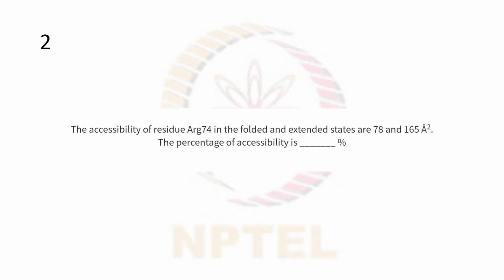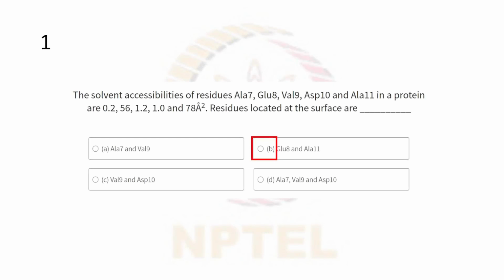Sir, excuse me. Yes, please. Sir, what was the answer of the last question? Yeah, GLU 8 and ALA 11, because their values are 56 and 78. So solvent accessibility is more for surface residues, and solvent accessibility is less for buried residues.